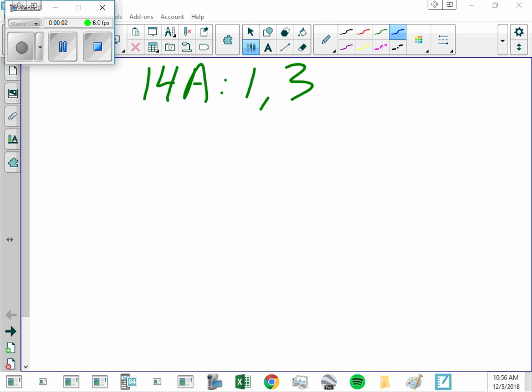14A, number 1. Look at figure 1 and make a list of the ways to roll a total of 5 spots. What is the chance of throwing a total of 5 spots with 2 dice?